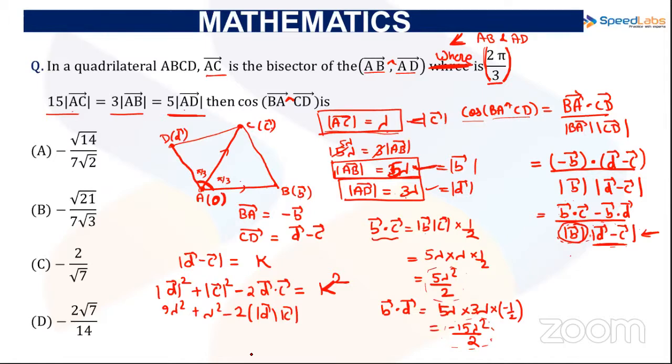So on taking the square root, finally you will get that k is nothing but equal to root 7 lambda.